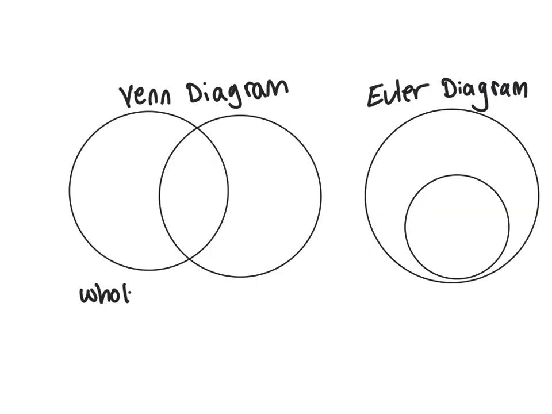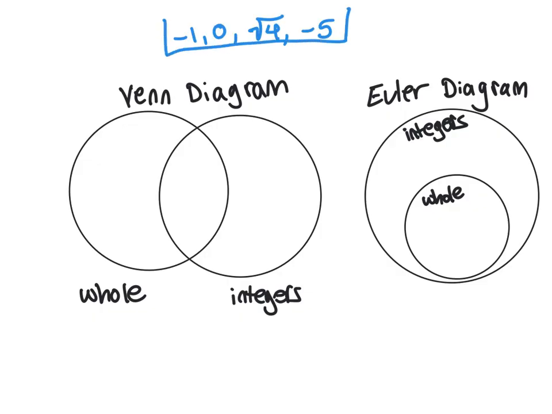I'm going to use this to represent whole numbers, and this side is going to represent integers. And then we'll do the same thing with our Euler diagram. The inside is going to be the whole numbers, and the larger region is going to be the integers. Let me change color of pens. Let's classify these four numbers up here. We want to locate these in these diagrams.